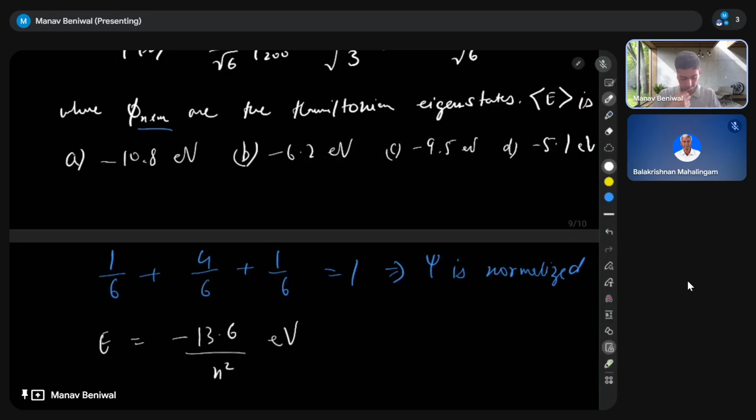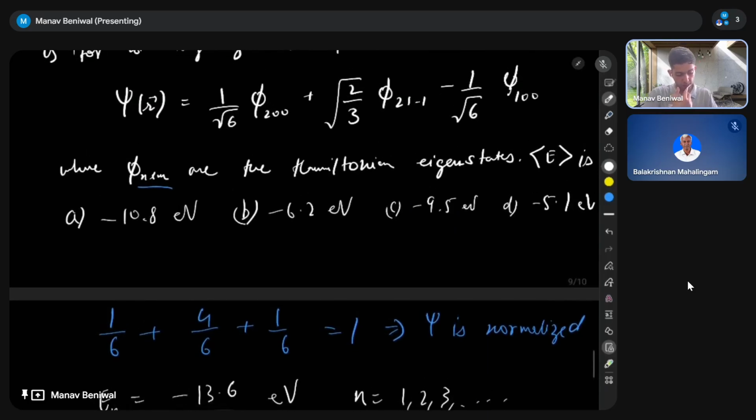Okay, so this is the En. So energy in the nth state is given by this equation, where n goes from 1 to 3 and so on. Okay, so here we can see that n is 2. So you can see n is 2, again n is 2, and here n is 1.